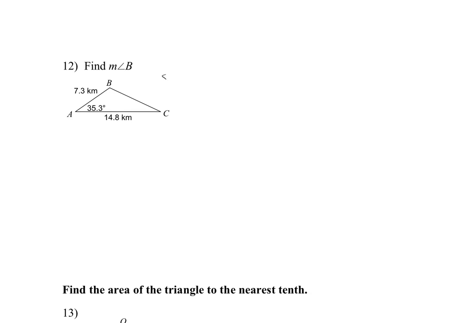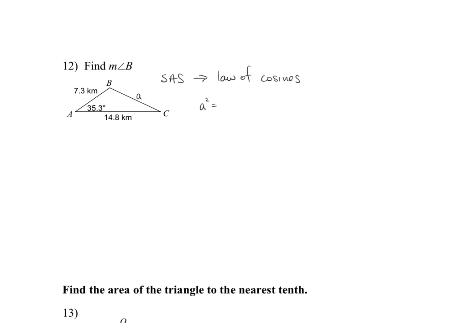Question 12, this is a side angle side triangle, so that's the law of cosines. The tricky part about a problem like this is, in order to find a missing angle using law of cosines, you have to know all three sides. So there's going to be two parts of this problem. First, even though they're not asking for it, we need to find side A using law of cosines. And once we know all three sides, then we can find that missing angle.